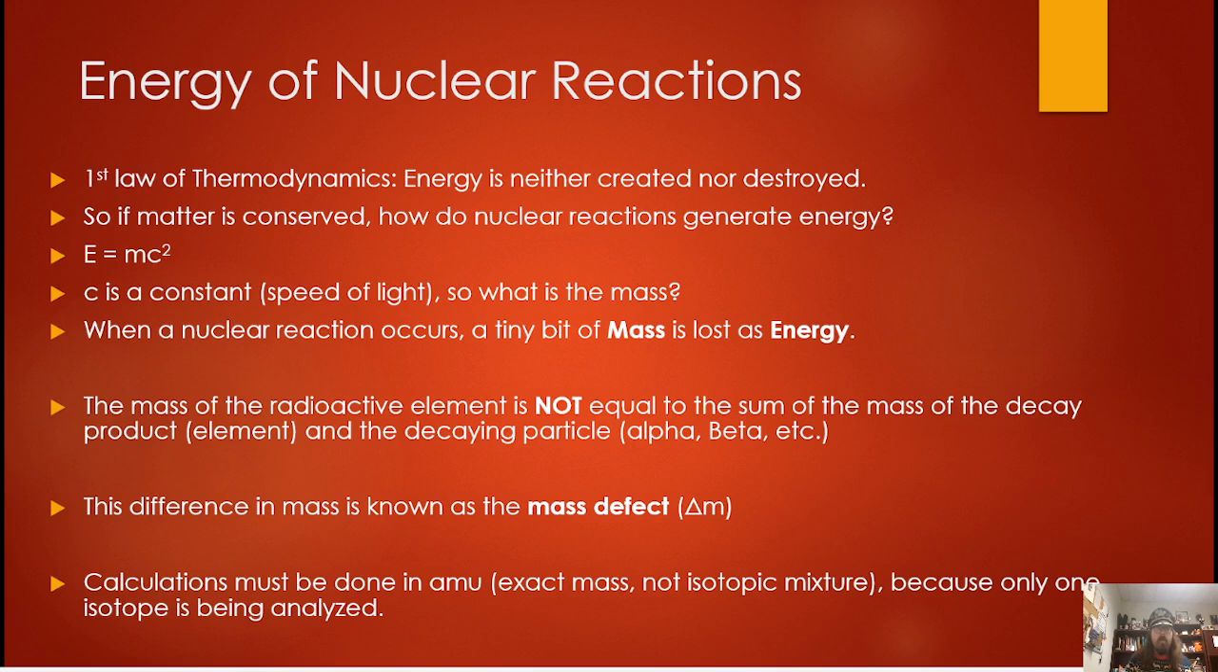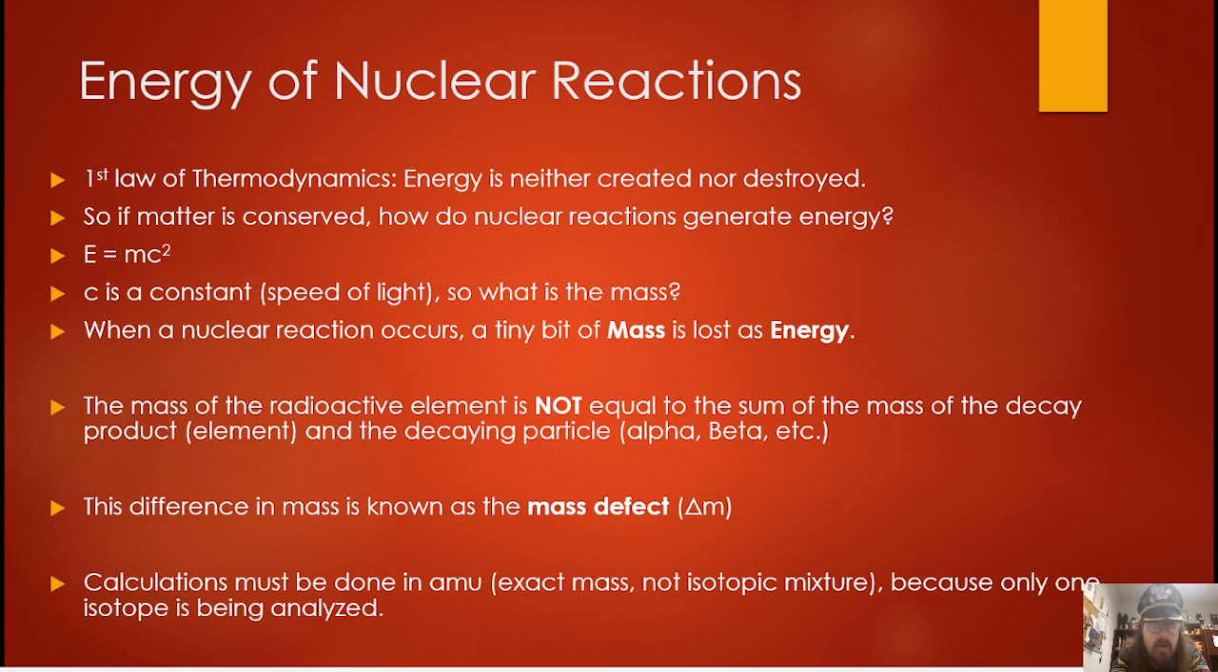But you may be wondering, well, the first law of thermodynamics says energy is neither created nor destroyed. So if matter is conserved, as we're just converting over here, how do these guys generate energy? We're not breaking any bonds, so how do they generate energy? And that's where we get to our dear friend E equals mc squared. C is just a constant. M is mass, so we're converting mass into energy.